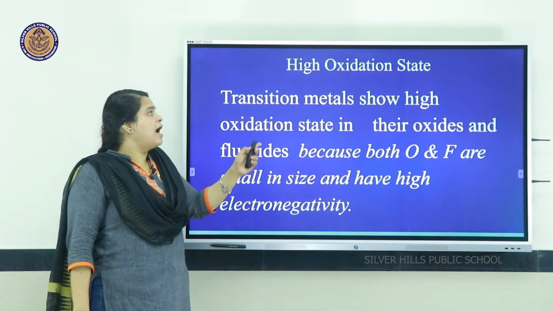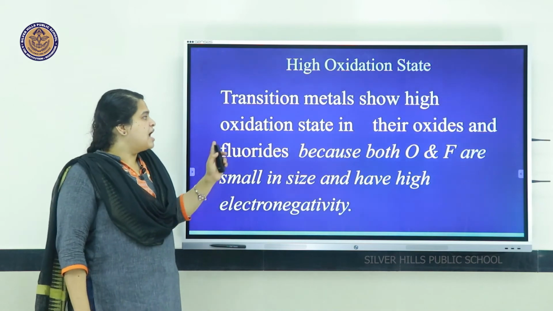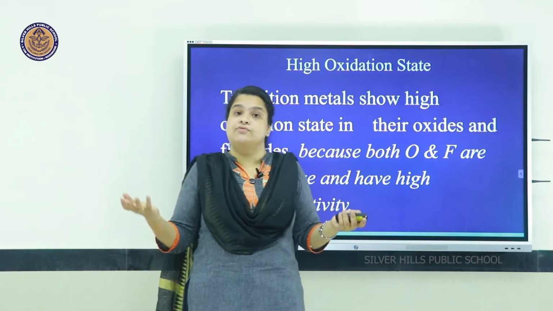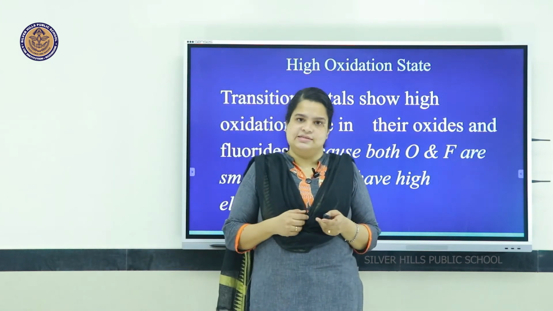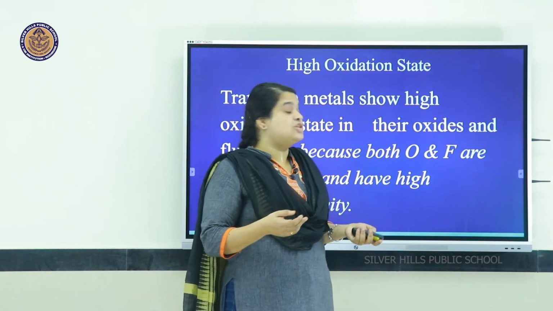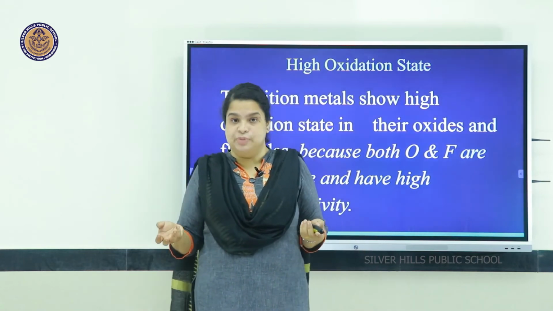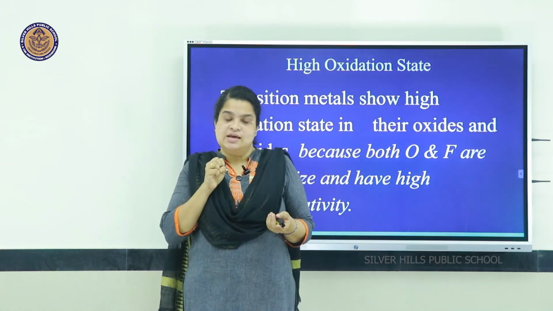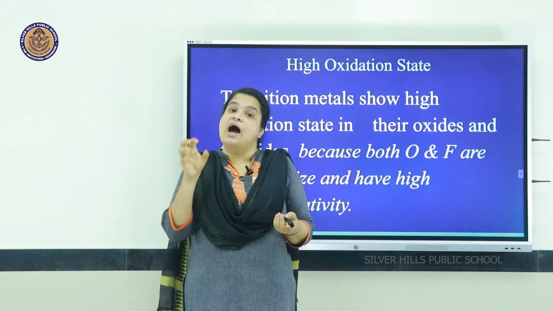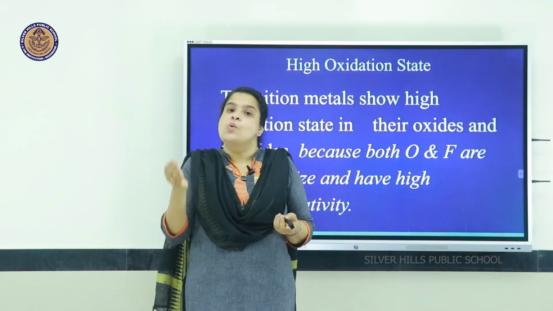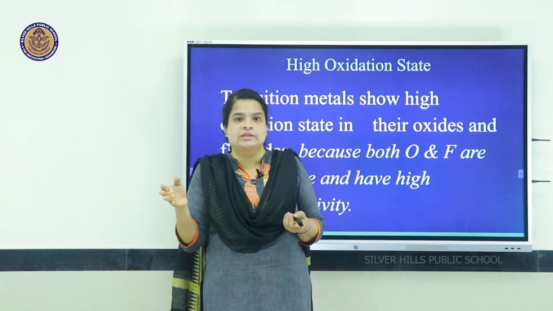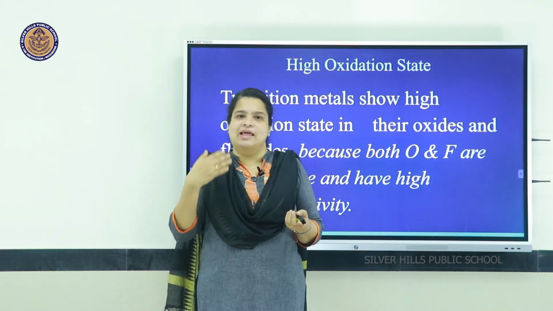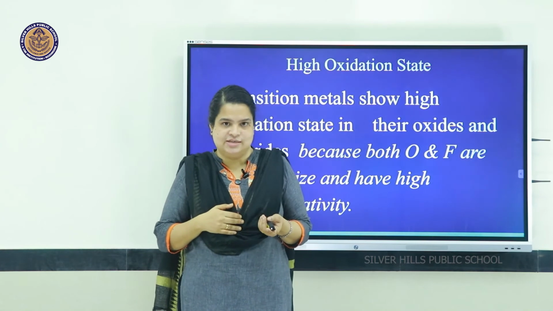Next point is high oxidation state. Transition metals show high oxidation states in their oxides and fluorides. Why is it like that? They show high oxidation states in their oxides and fluorides because oxygen and fluorine are small in size. If they are very small in size, they are highly electronegative. So when transition metals make a bond with them, all the electrons are taken by oxygen and fluorine and the metals come into the highest oxidation state.